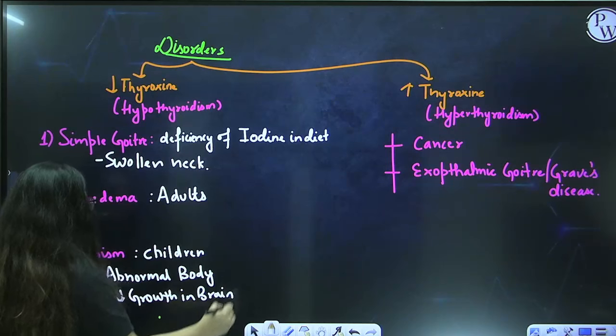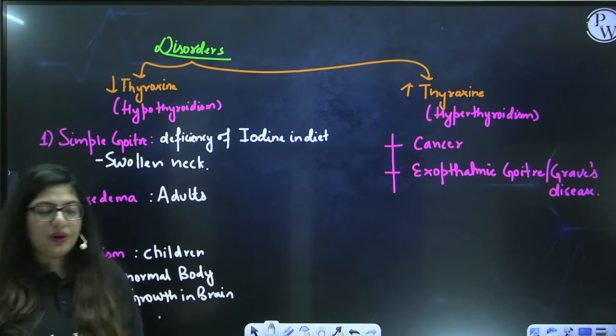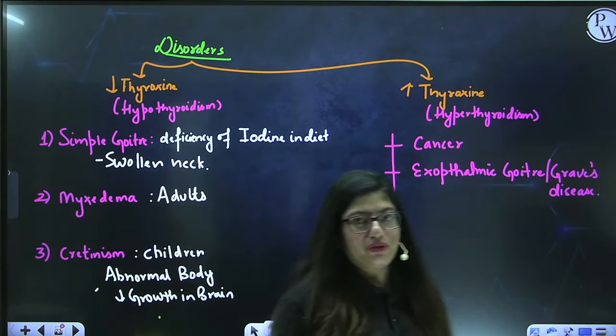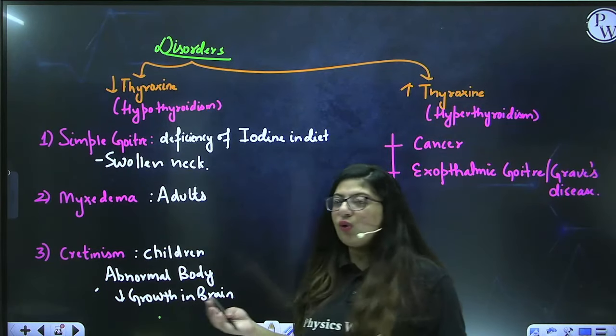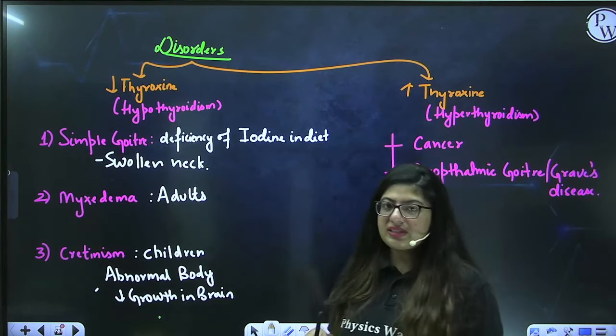Maybe the eyes have a squint, and the complete body is not completely formed, right? Or we can say low IQ is there. All these things can happen.